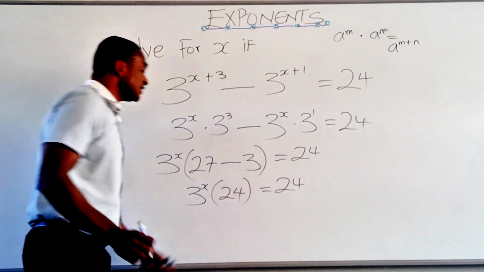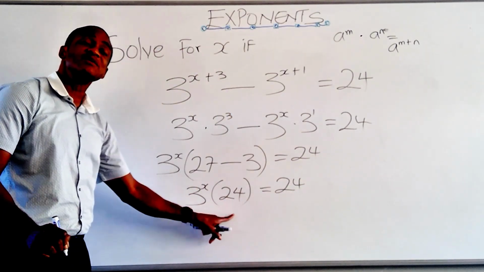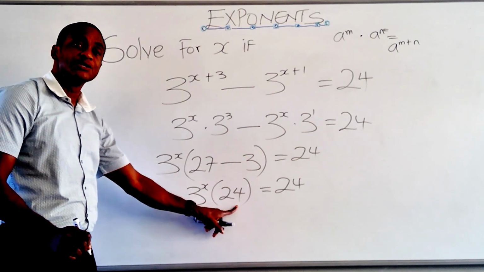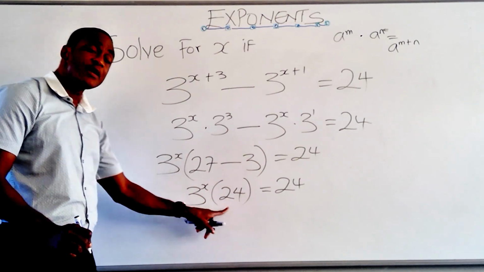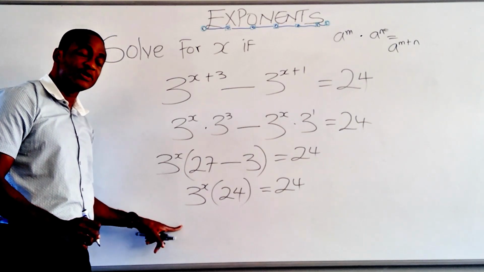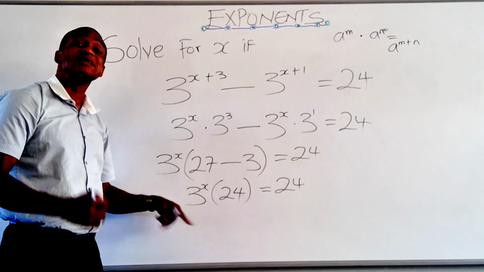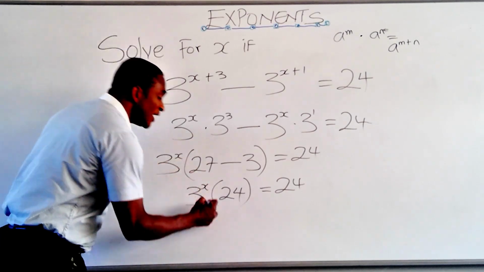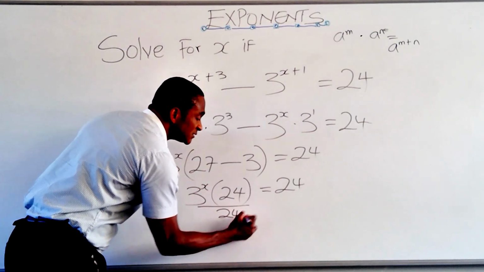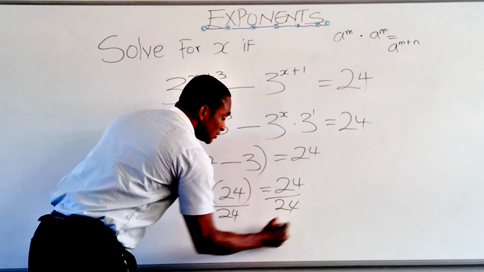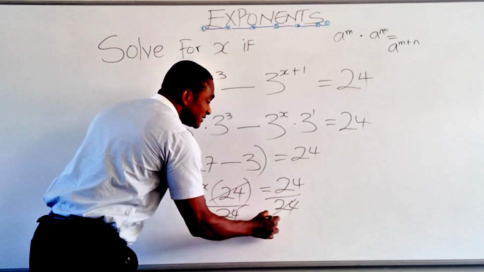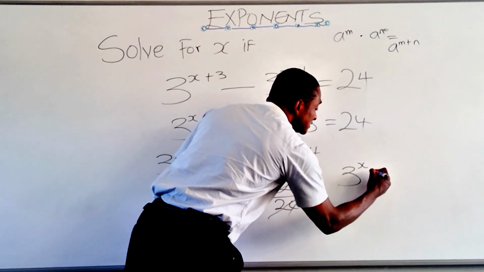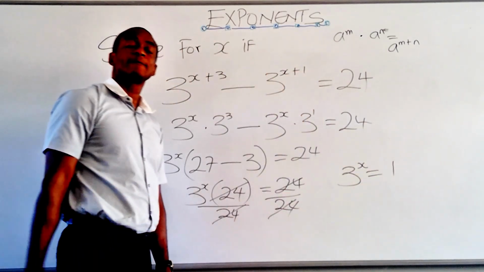Please do not make the mistake of multiplying exponents with ordinary numbers. If an ordinary number is attached to an exponent, treat that ordinary number as a coefficient. So in this case, 24 will serve as a coefficient. So if we divide either side by 24, we will have 3 exponent x is equals to 1.